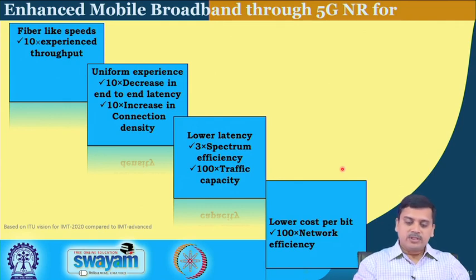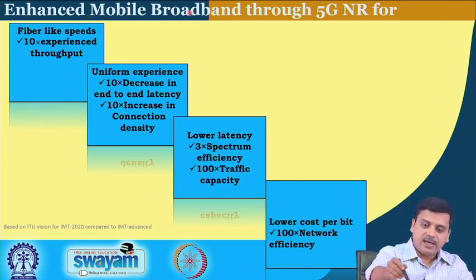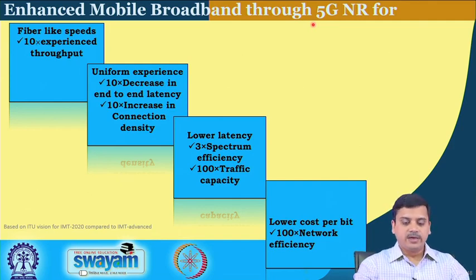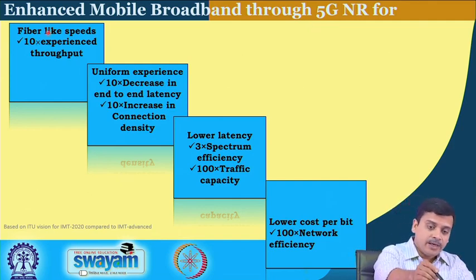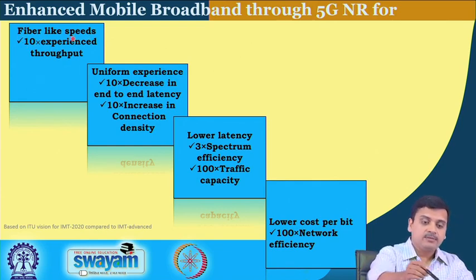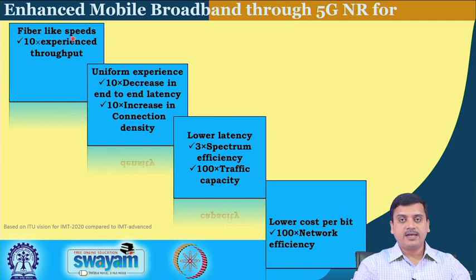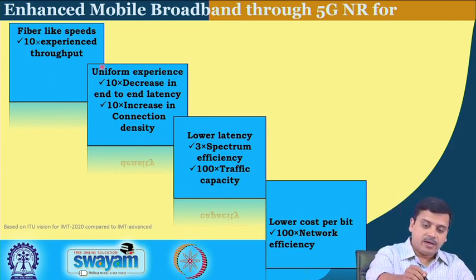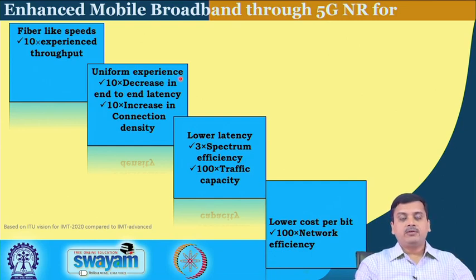So, overall what we see is that the next category is enhanced mobile broadband, which is another scenario as has been described earlier. It is expected to provide fiber-like speed, that means almost like wireline speed, which is at least 10 times of what is experienced today. Uniform experience, so that means when we are connected to wireline, usually there is less fluctuation in the quality of service compared to wireless scenario. We will see, of course, and many of you already are aware, that in wireless scenario the signal strength fluctuates with time and space. So, we would like to have the same quality of service in different situations.